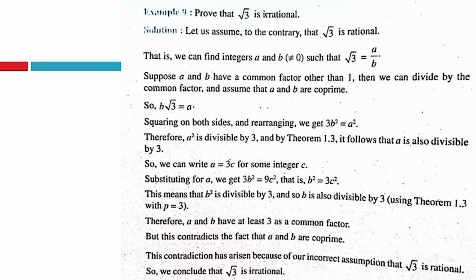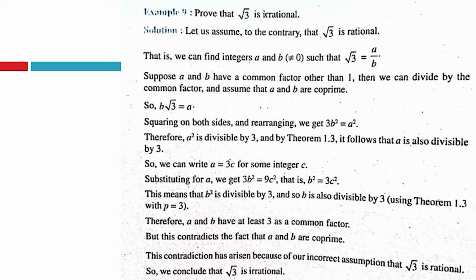3. Theorem 1.3 is, let p be a prime number, if p divides a square, then p divides a, where a is a positive integer. So, we can write a equals 3c for some integer c. Substituting for a, we get 3b square equals 9c square. That is, b square equals 3c square.